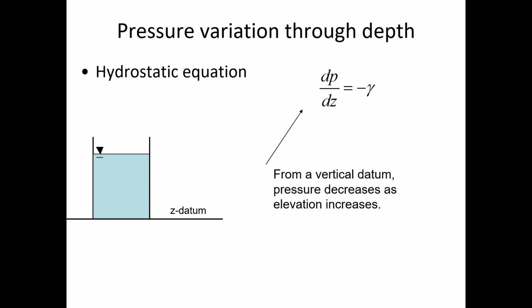Okay, so we're done with chapter 2 and we're moving into chapter 3 now. Chapter 3 is all about one thing. It's all about hydrostatics. And what that means is the change in pressure in fluids that are at rest. So here's the hydrostatic equation. And what it means is that the change in pressure with respect to elevation decreases at a rate of gamma, where gamma is the unit weight of the fluid.